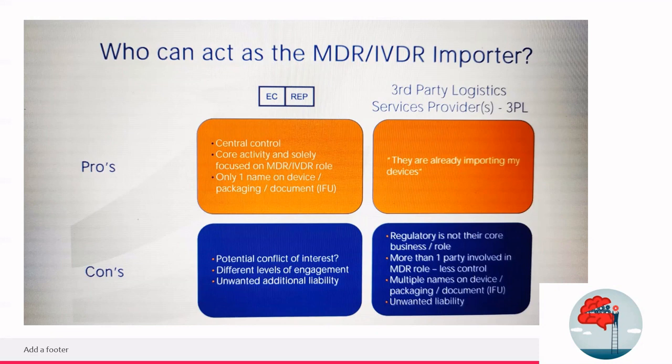But the cons are that regulatory is not their core business. As I said, their core business is selling the product. More than one party is involved in the MDR role, because the distributor is not only one. Third-party logistics means not one person, many. Because of that, more people, less quality, so less control. Multiple names will be there on the device, more space is consumed, and unwanted liabilities they have to take on.